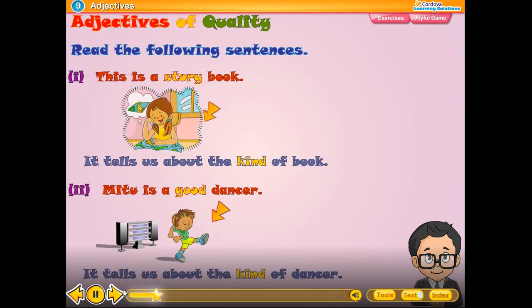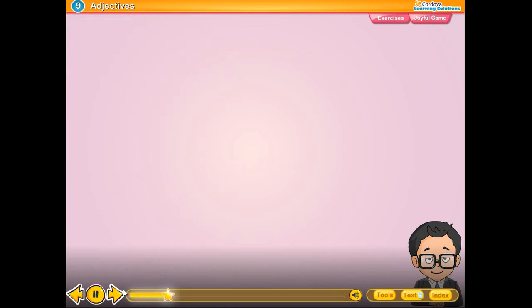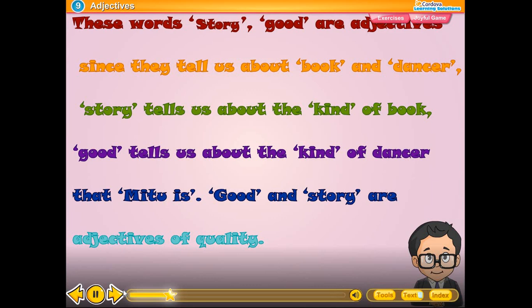Adjectives of quality. Read the following sentences. This is a storybook. It tells us about the kind of book. Mitu is a good dancer. It tells us about the kind of dancer. These words, story and good, are adjectives, since they tell us about book and dancer. Story tells us about the kind of book. Good tells us about the kind of dancer that Mitu is. Good and story are adjectives of quality.